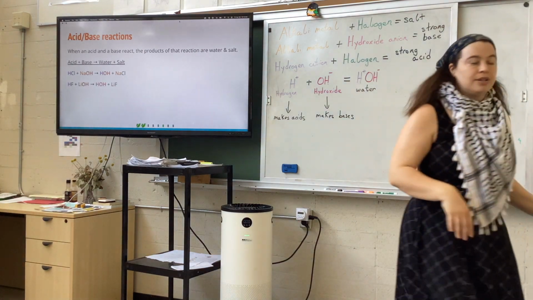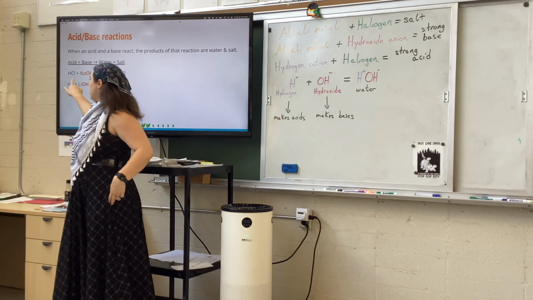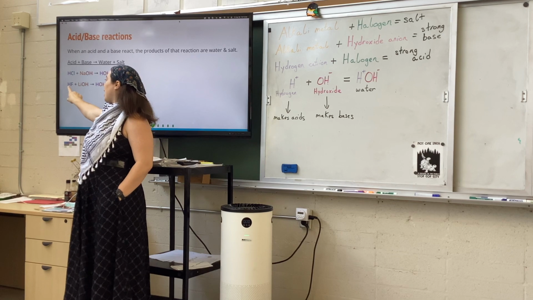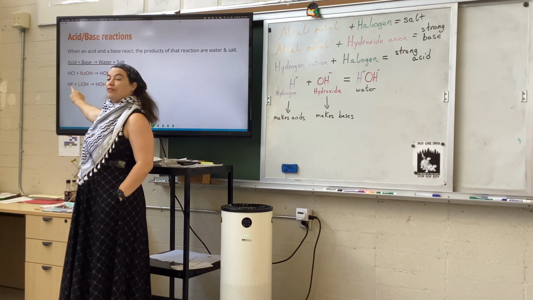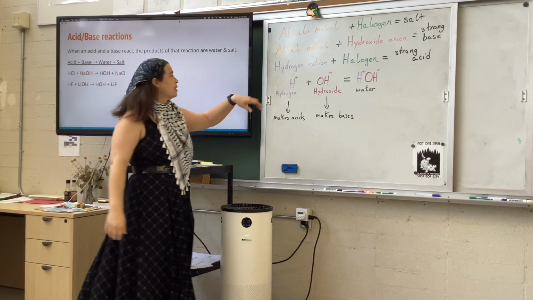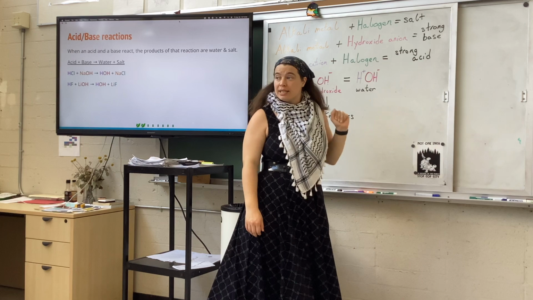Here's another example. Again, a strong acid and a strong base. We can tell that this HF, hydrofluoric acid, is a strong acid because we've got a hydrogen as my cation and a fluoride, which is a halogen, as my anion. And remember, a hydrogen cation plus a halogen is a strong acid.